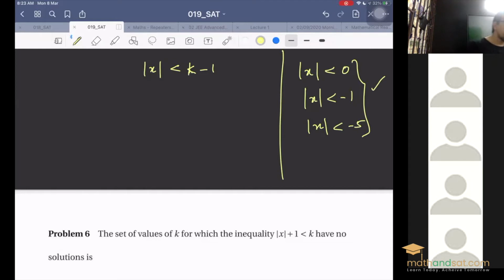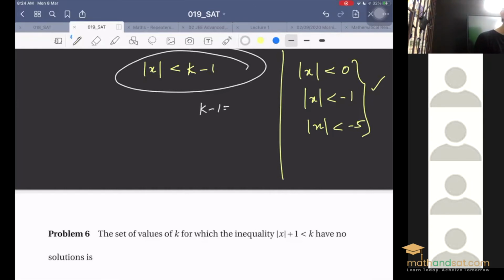Okay. Now, coming back to this question. Mod x is less than k minus 1. So, obviously, when k minus 1 is 0, this means mod x is less than 0. So, there is no solution. Not just 0. K minus 1 can be 0 or any negative number.